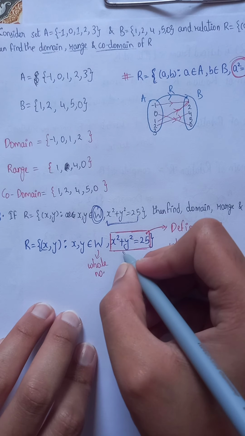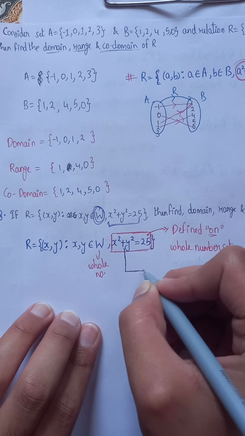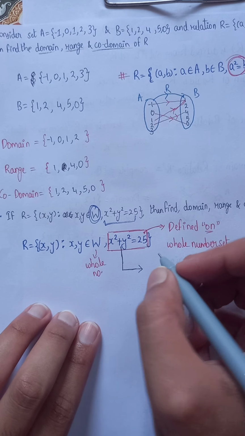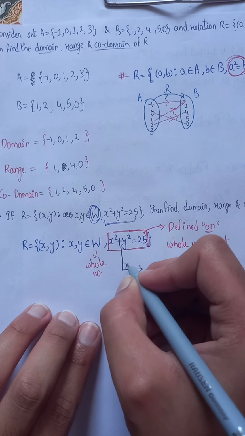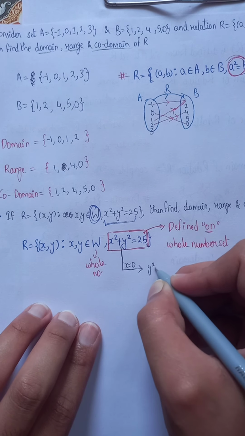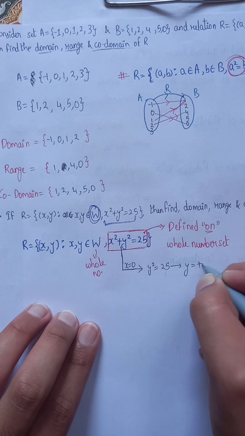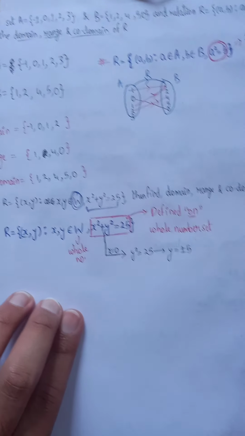So x square plus y square is equal to 25. How do you find the values of x and y? First, just put the value of x equal to 0, then y square is equal to 25. It implies y is equal to plus or minus 5.